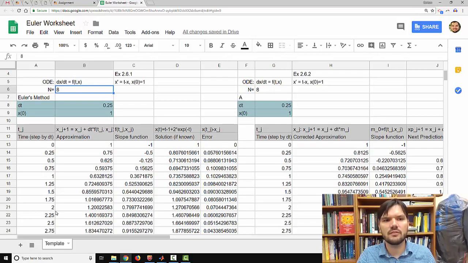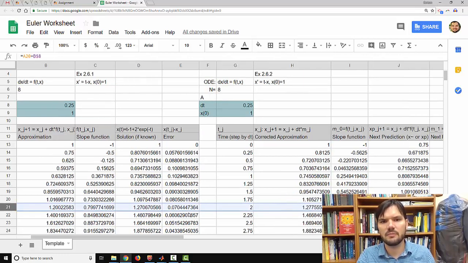If I go down to the row that has t equals 2, check my error again. My error for the Euler method went from about 0.15 to about 0.07. So it cut it in half. I cut the time in half, my error gets cut in half. And like I said, it's first order. The error grows proportional to delta t. So if delta t gets cut in half, the error gets cut in half.